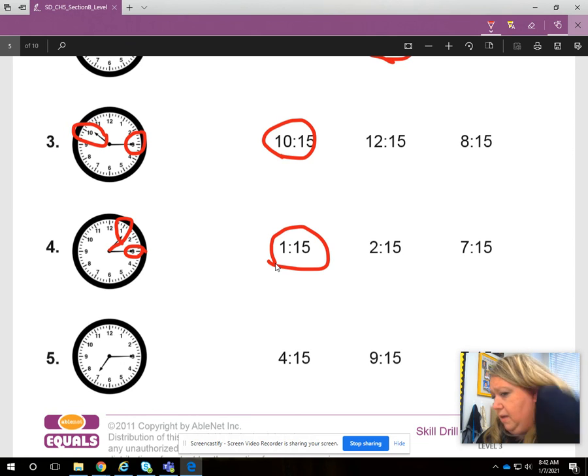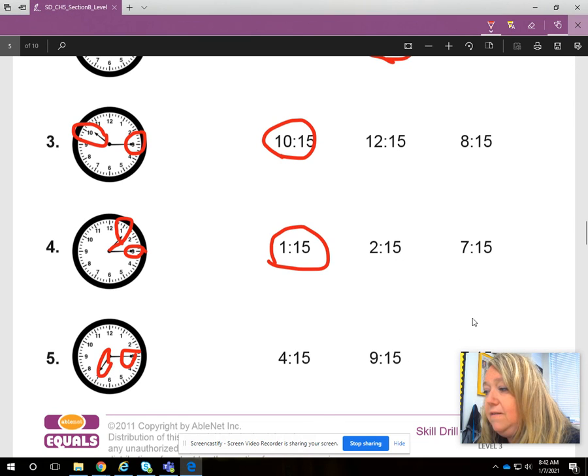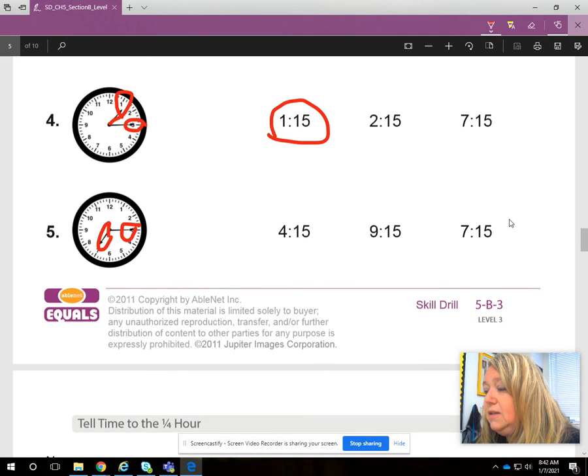Down at the bottom, number 5, we have 15, of course, and then our little hand is pointed to the 7, which means I need to move this up. There we go. 7:15 would be our answer, okay?